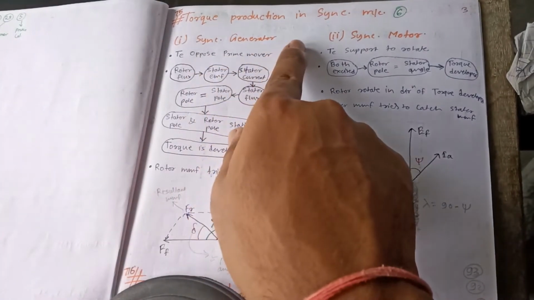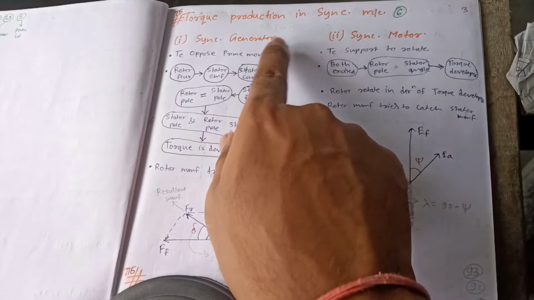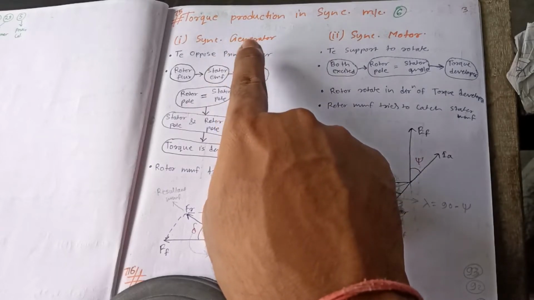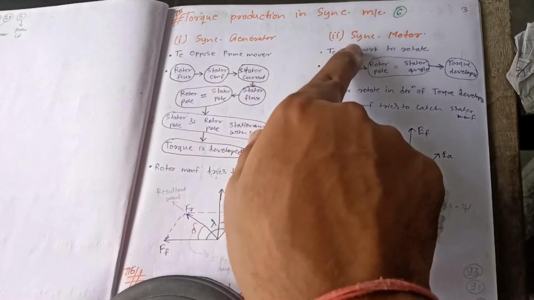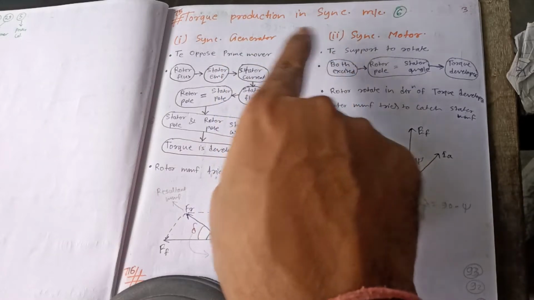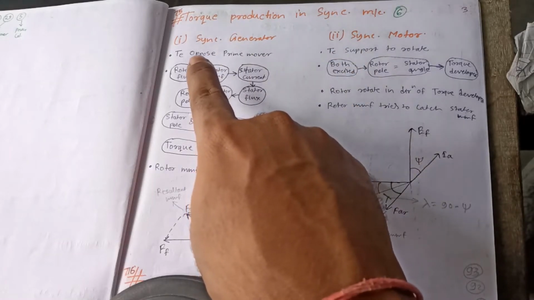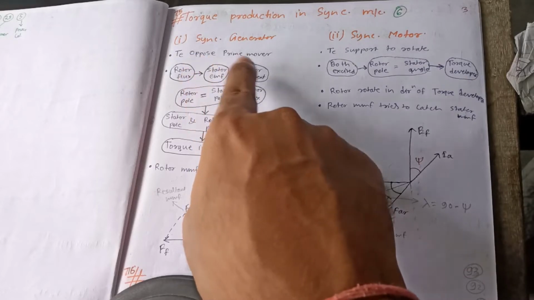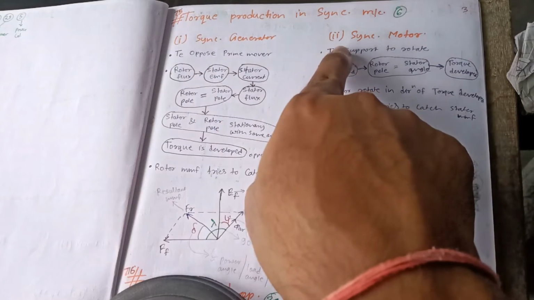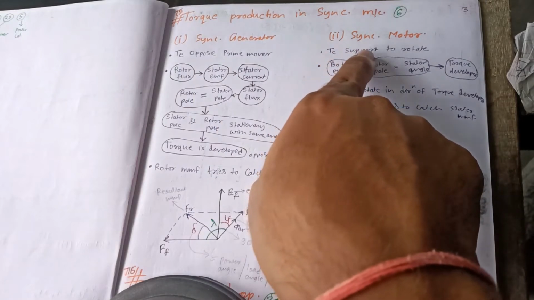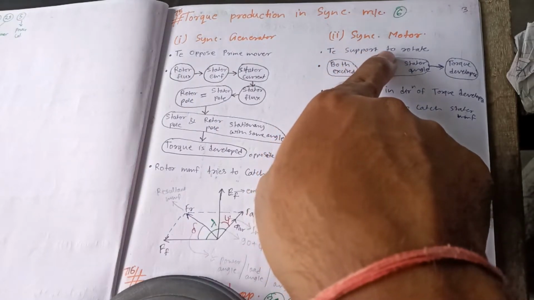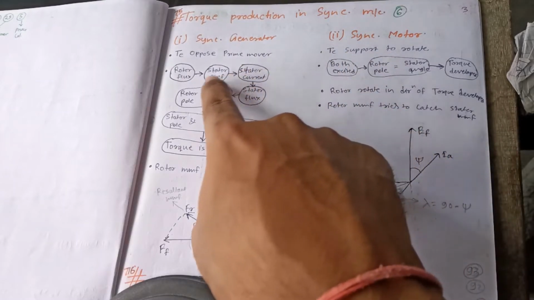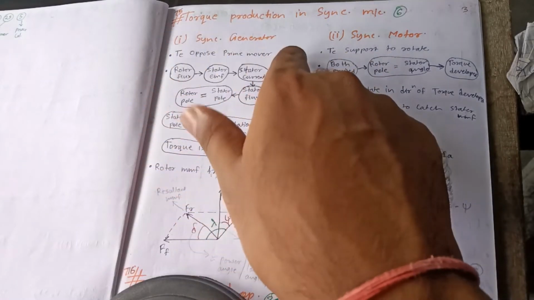Torque production in synchronous machine. Torque is produced in both, whether it is a generator or a motor. The only difference is that the produced torque in a generator opposes the prime mover, and the produced torque in a motor supports the rotation of rotor. First we will discuss the generator, how torque is produced in the generator.